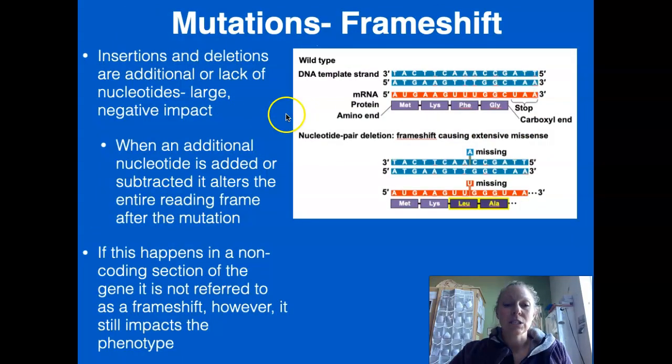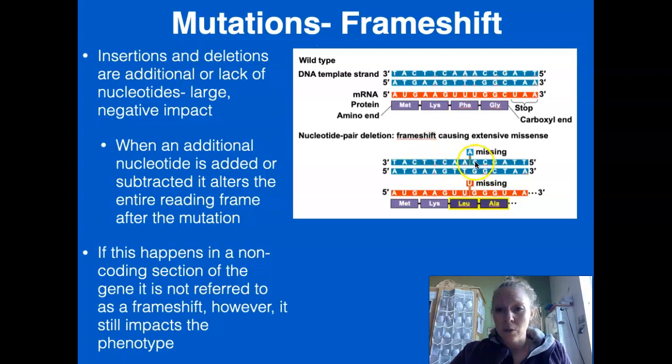Insertions and deletions, or additional or lack of nucleotides, they're going to have a large impact. This is called a frame shift. If it happens in a non-coding section of a gene, it is not referred to as a frame shift. However, it still can impact the phenotype.